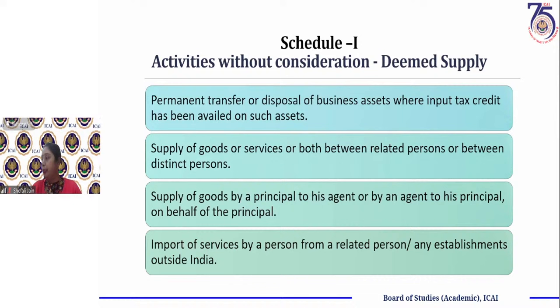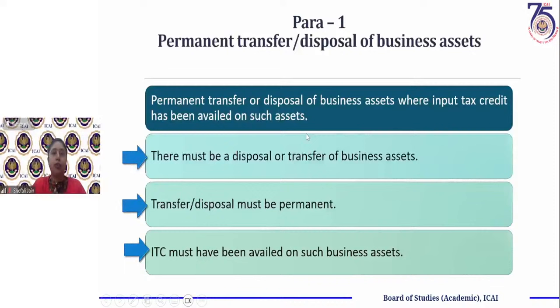Okay, so let us now begin with the concept of Schedule 1. First is Para 1. I'm repeating Para 1 for the benefit of those students who have joined just today. Para 1 says permanent transfer or disposal of business assets. Now it has three elements. First is that the disposal or transfer should be of business assets.